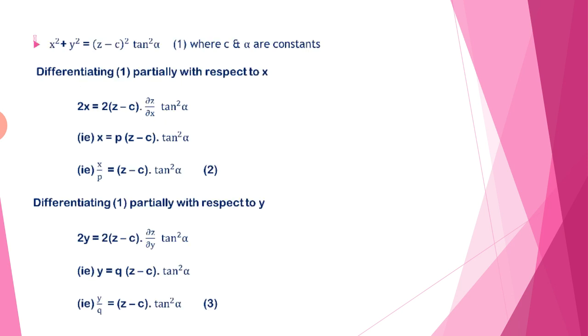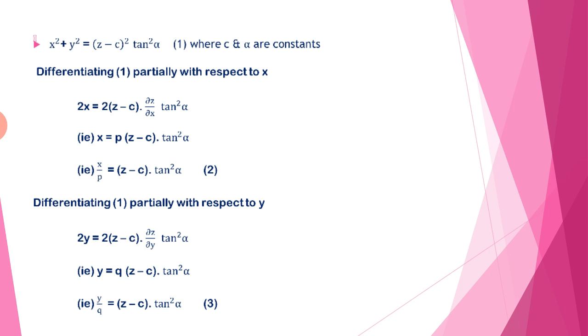One more example, x² + y² = (z − c)² tan²α, where c and α are constants. Equation 1. Differentiating 1 partially with respect to x, we get 2x = 2(z − c) ∂z/∂x tan²α. This implies x = p(z − c) tan²α. This implies x/p = (z − c) tan²α.